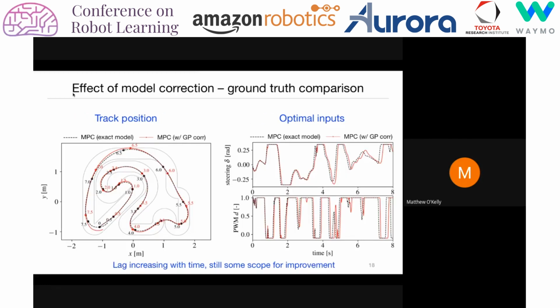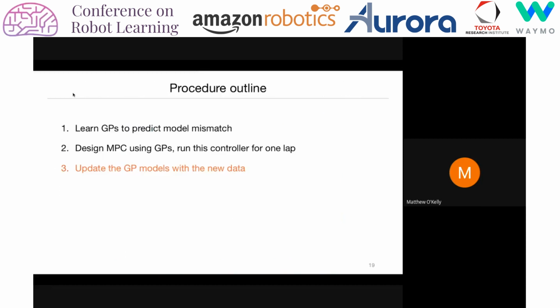Next, we compare the corrected controller to the MPC, which uses the ground truth model parameters. We observe that the GP-corrected extended kinematic model enables the MPC to achieve 98% of the performance of the exact model as measured by lap time. However, as the distance the vehicle has traveled increases, the error compounds.